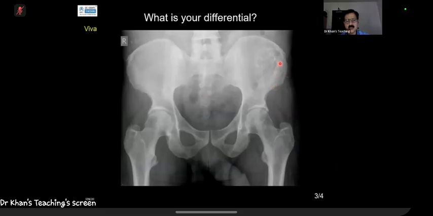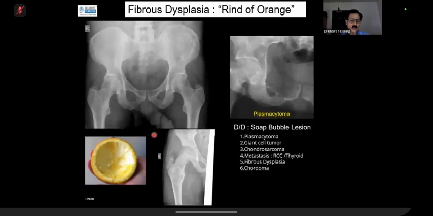If you look at this sclerosis, where I am pointing out, it is thick sclerosis. Thick is the word, and this is known as rind of orange appearance. And this is another example where in fibrous dysplasia, this is what it is like. These are the findings where you describe it, and then your thinking process is that because of this, it can be fibrous dysplasia.